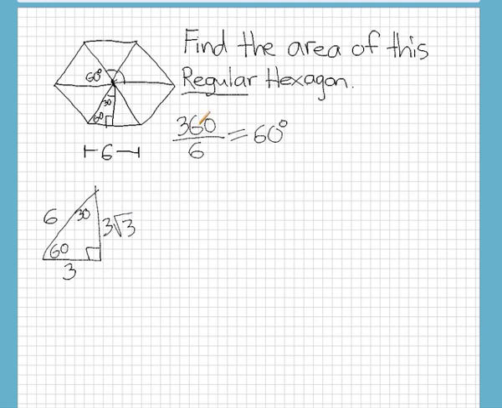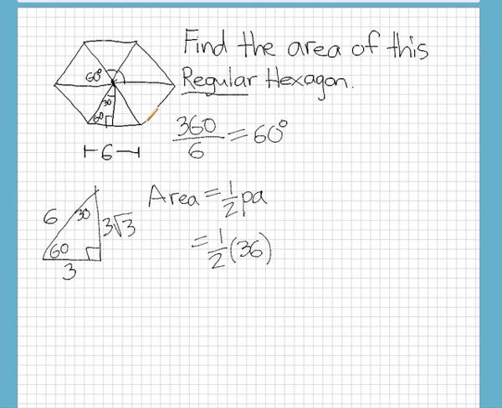Now the area of any regular hexagon, if you look at the formula, is 1/2 perimeter times the apothem. So at this point we actually have the perimeter. The perimeter is just the total sum of the outside lines here surrounding the hexagon. Now each length here is 6, so the perimeter is going to be 6 times 6, which is 36. So we can plug that in here.